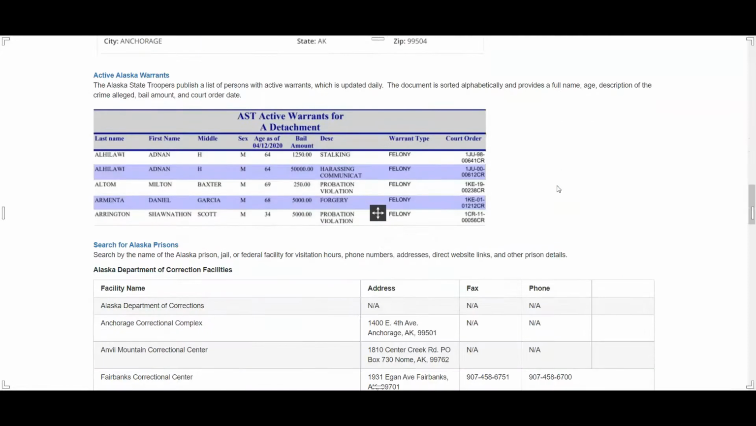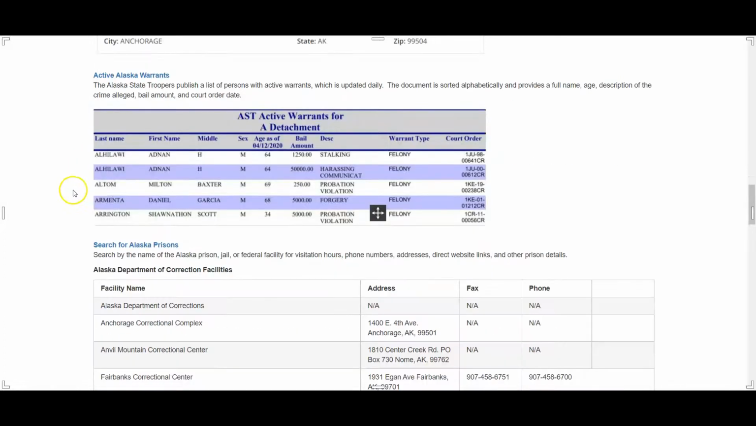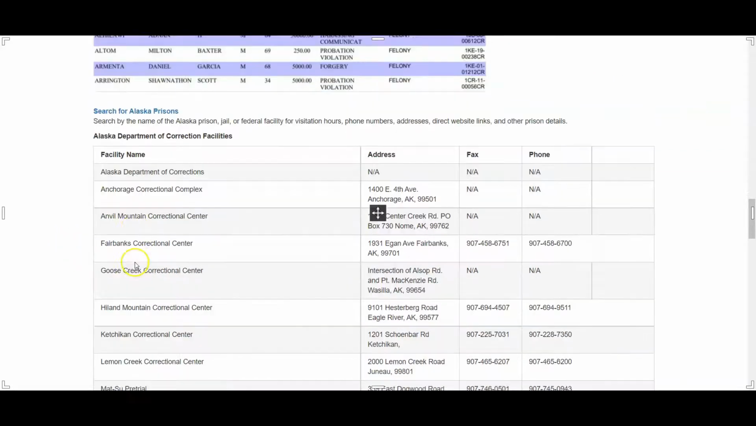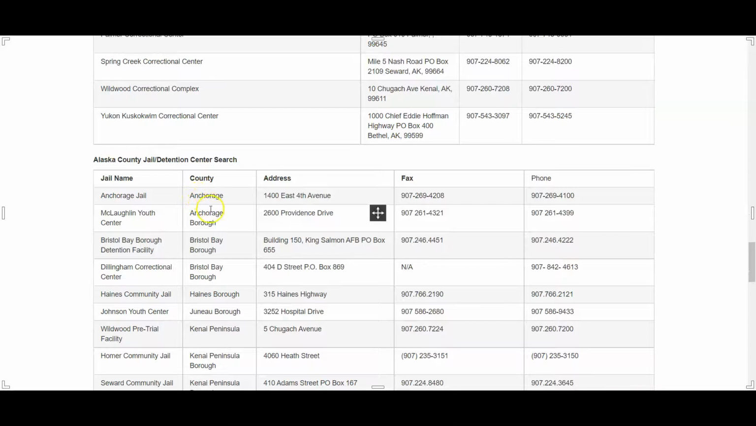So again, we do give you these step-by-step instructions on various types of searches, active warrants, which again would apply to people outside of prison. And then we do have this database of the different prisons that are about in Alaska as well.